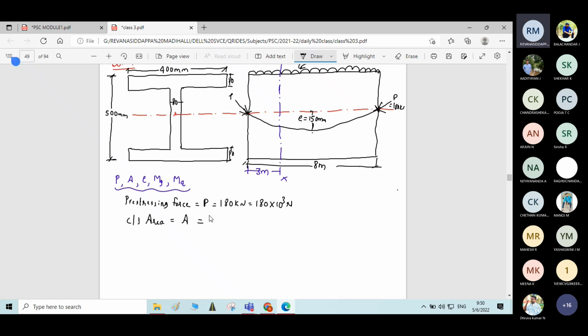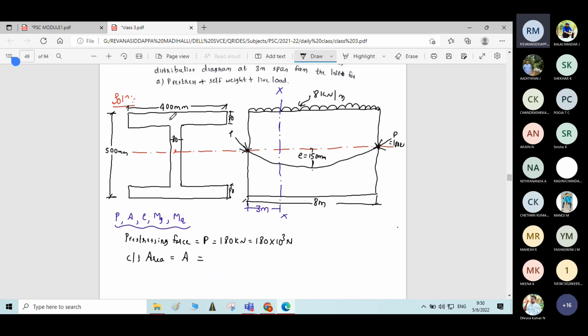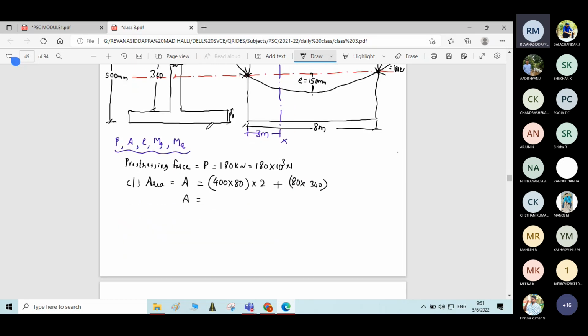You can calculate area is equal to, first you calculate the area of flange, 400 into 80, will give area of flange, into two number of flanges, into 2, plus the depth of the web. How much will you get? 500 minus 80 minus 80, how much will you get? 340, I think. 340, 500 minus 160. Okay, 340 mm is the depth of the web, therefore it is 80 is width into 340 is depth of the web. By this we get cross sectional area. So area is equal to, if we calculate, 91,200 mm square is the answer.